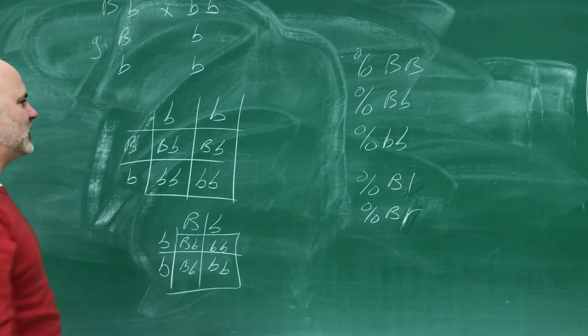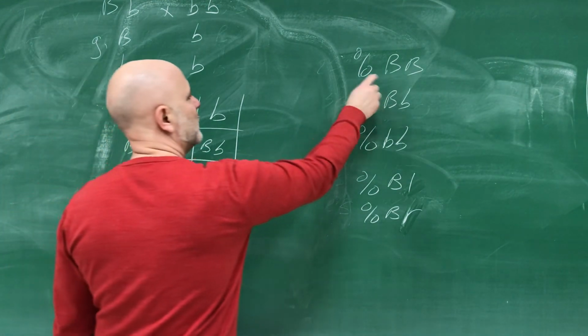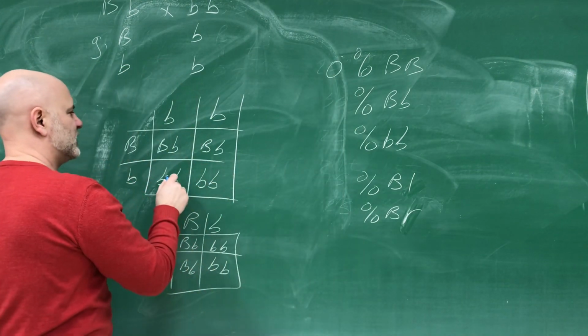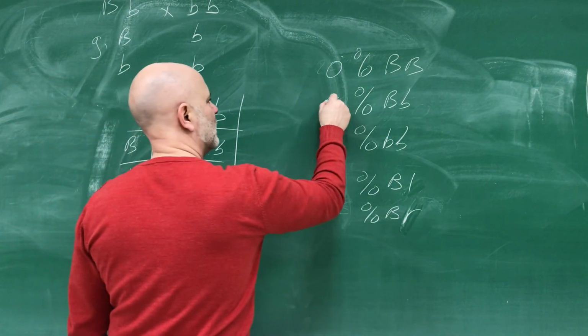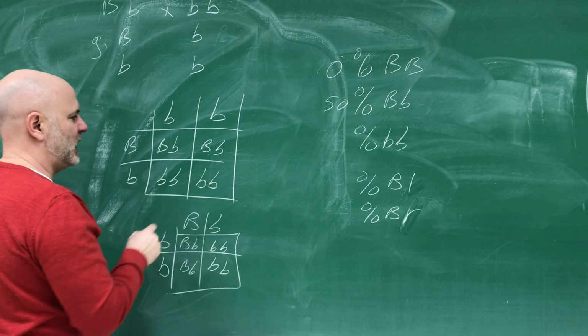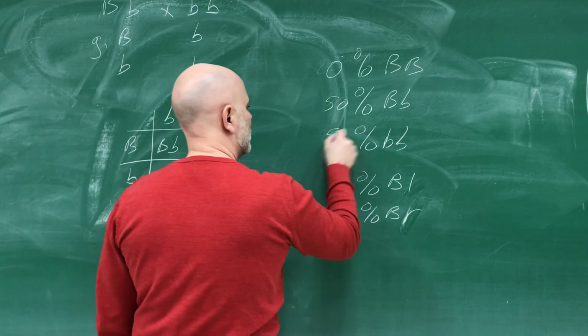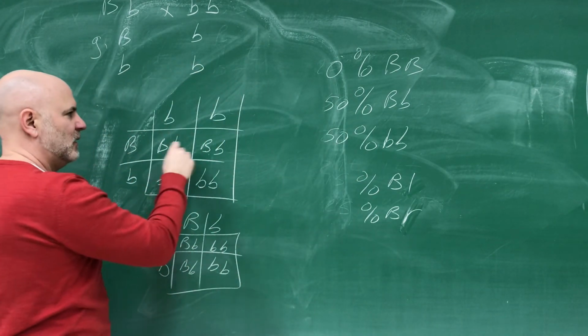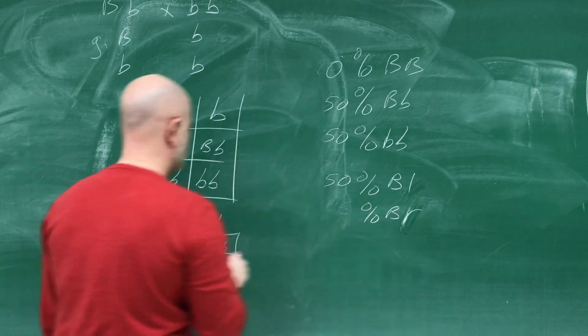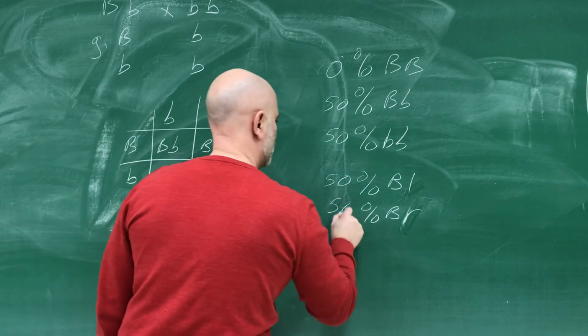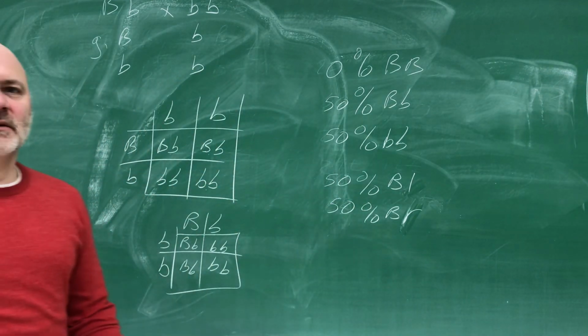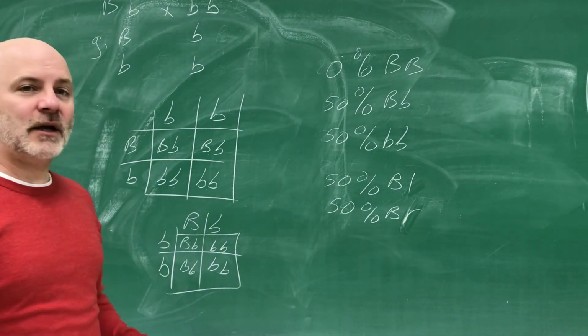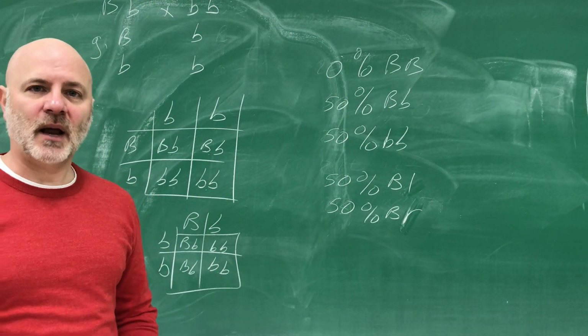All right? So the percentage that is big B, big B is 0. The percentage that is big B, little b, heterozygous, is 50%. 50% is little b, little b. 50% black, and then 50% brown. So that's how you do simple monohybrid crosses.